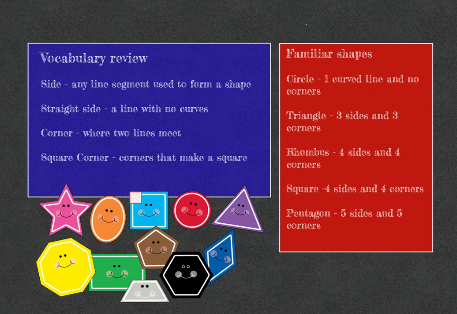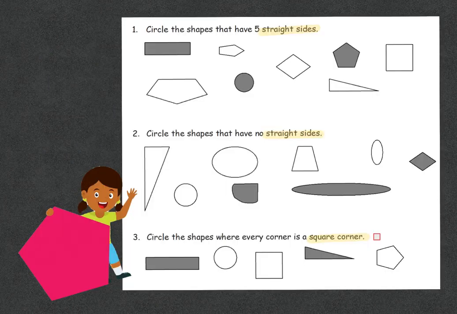Here's our circle. We've learned about our triangle, which is 3 sides and 3 corners. We have a rhombus with 4 sides and 4 corners. We also have a square with 4 sides and 4 corners. And last is our pentagon with 5 sides and 5 corners. Using our vocabulary and familiar shapes, let's work through these problems and see if we can solve them.